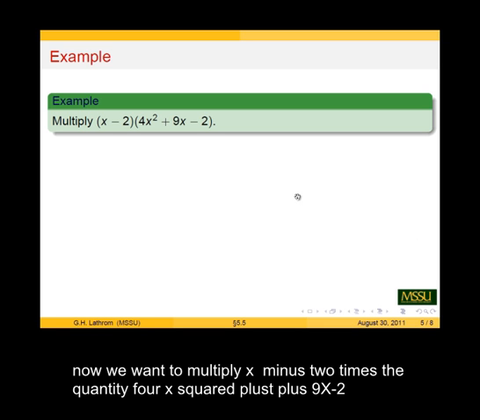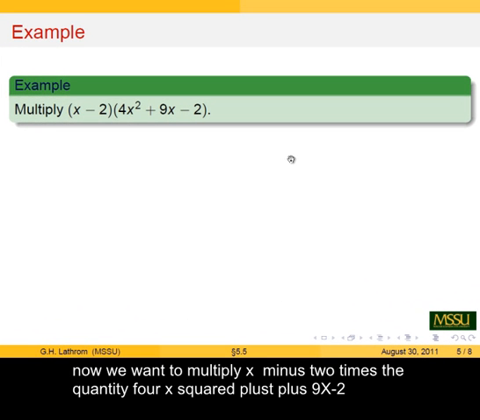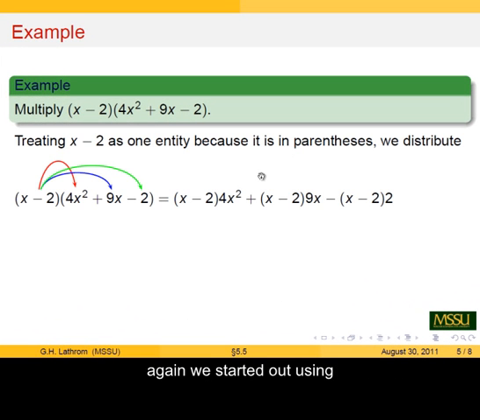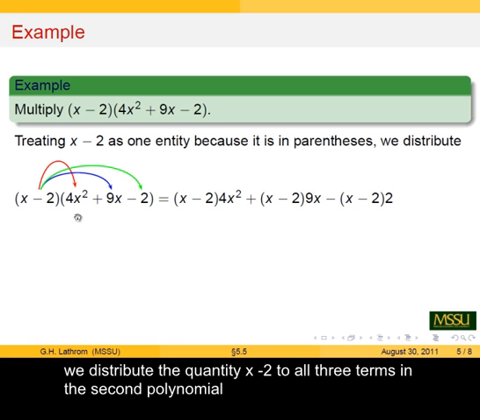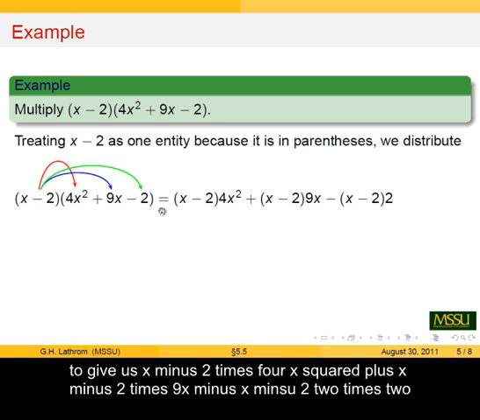Now we want to multiply x minus 2 times the quantity 4x squared plus 9x minus 2. Again, we start out using the distributive property. We distribute the quantity x minus 2 to all three terms in the second polynomial to give us x minus 2 times 4x squared plus x minus 2 times 9x minus x minus 2 times 2.